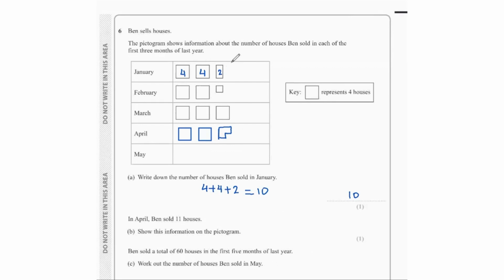So let's first write the number of houses for each month. We have 10 for January. For Feb, it's going to be 9, because 4, 4, and 1. For March, it's 12, because all complete. April is 11, and May is what we need to find. So we're going to subtract these from 60. So for May, it's going to be 60 minus 10 minus 9 minus 11 minus 12, and that gives us 18. So 18 houses were sold in May.